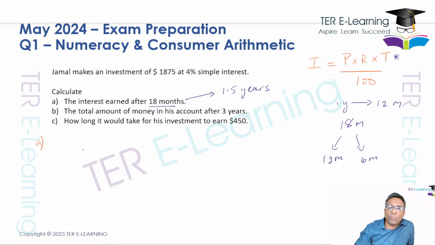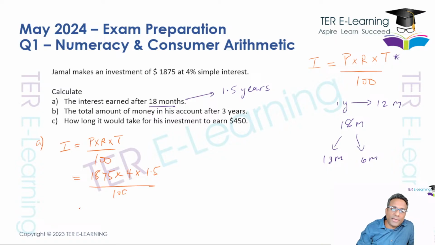So in this case here, we're going to work out the simple interest using the formula. So simple interest is principal by rate by time over 100. So in this case, the principal is 1875. That's the investment. Multiply by the rate, which is 4%. Multiply by the time, which is 1.5. And we're going to divide that by 100. So therefore, our interest will be 1875 multiplied by 4 by 1.5 divided by 100, and we're going to get $112.50.